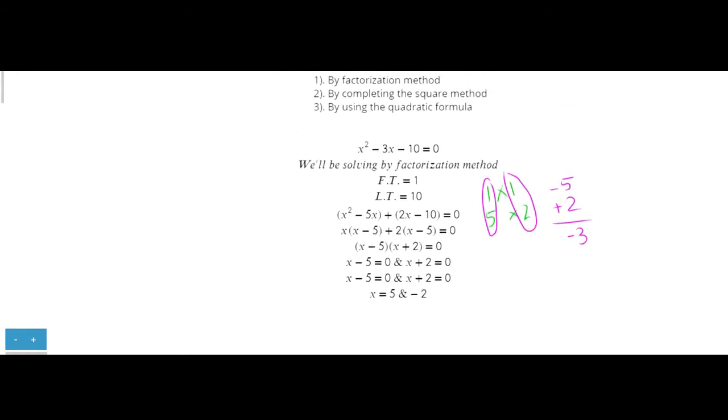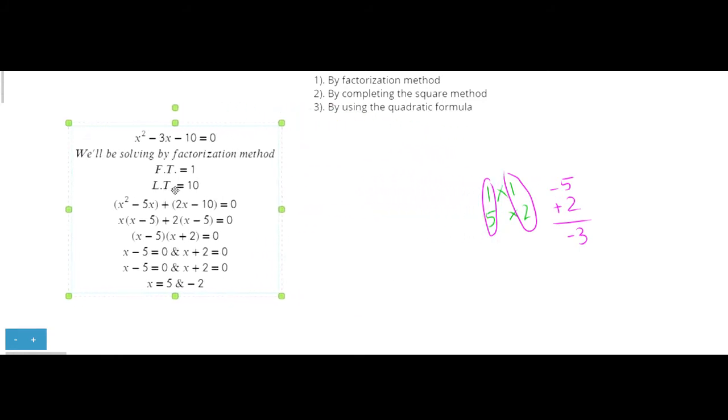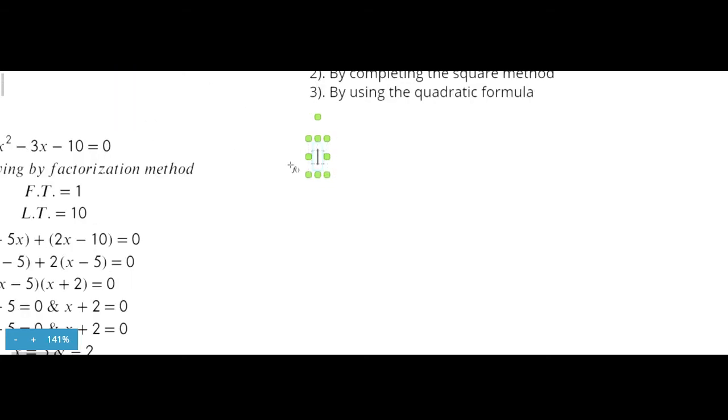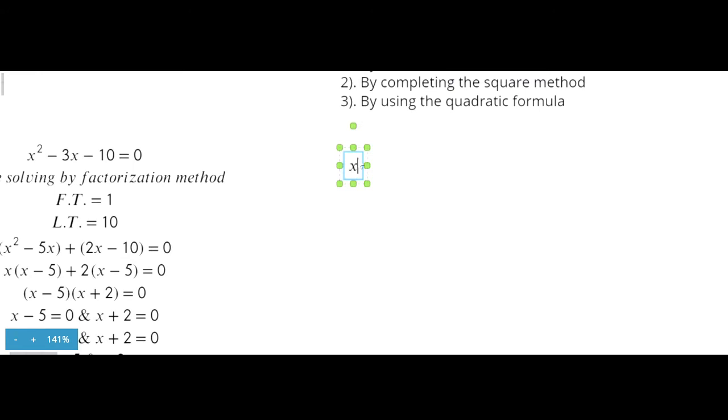Let's park this method here, and now let's attempt method number 2, that is the method of completing the square. Once again I'm writing my equation here, which is x square minus 3x minus 10 is equal to 0. Now, for the method of completing the square, all you need to know is that your equation should be able to be written in the form of a plus or minus b whole square, the identity which we have done so far.